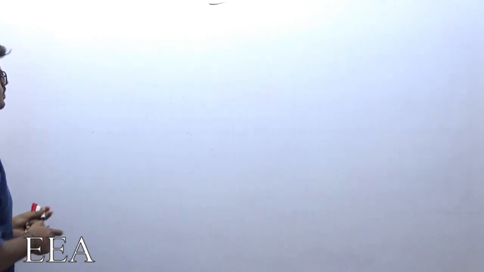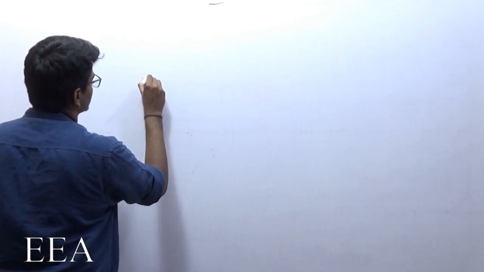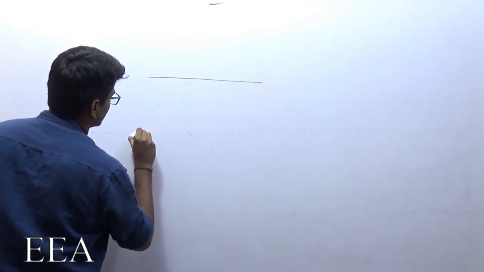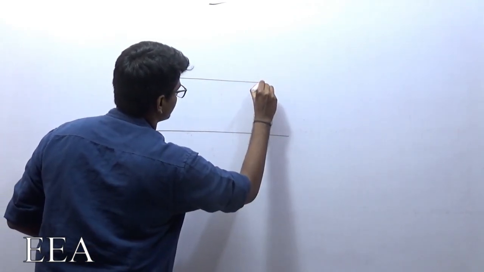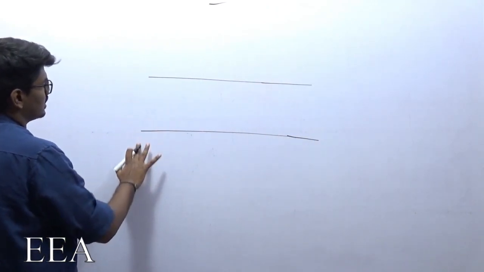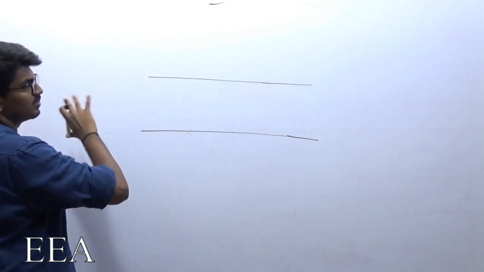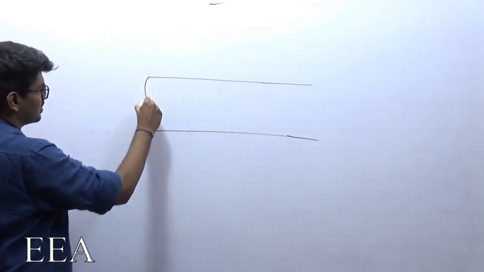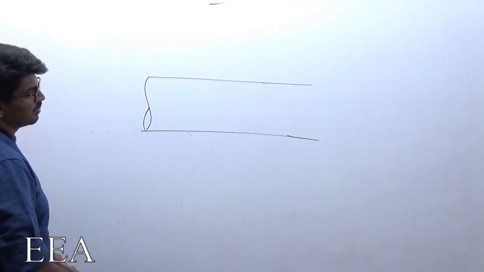Let me take a pipe. Let me take a pipe like this. Let the pipe diameter be this. I'm just representing the pipe. If you want, I will represent it like this. So this is a pipe.